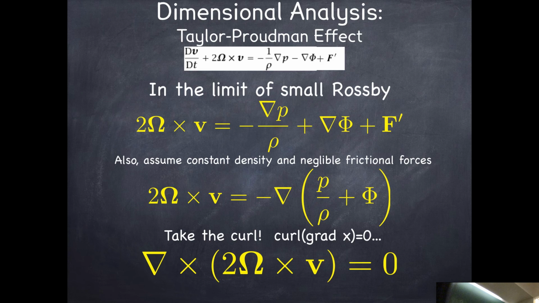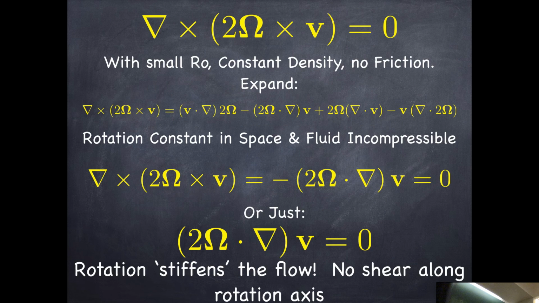This is hard to think about. So instead, we use a triple product rule. We go through, and we find this. This is the same as this, or we can drop the minus sign because it's not important. 2 omega dot gradient of v equals 0. What does that mean? Which way is 2 omega pointing? It's in the rotation axis direction. So in this case, pure vertical on the f-plane. So if the gradient of the velocity in that direction is 0, what does that mean about the flow here?